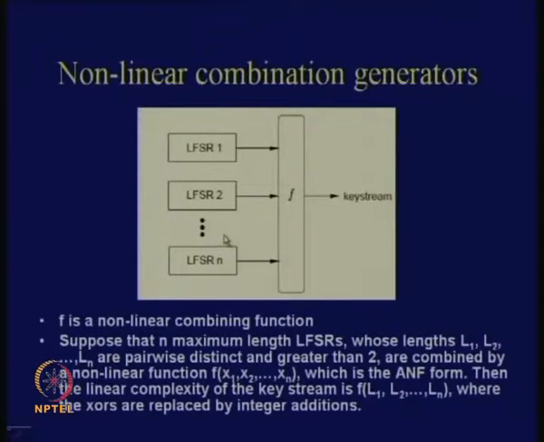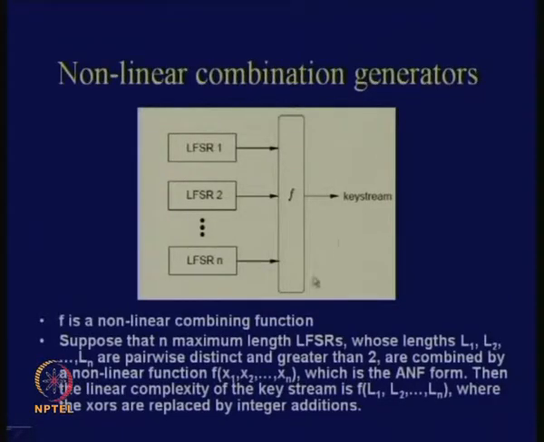Then you can actually predict that if the corresponding nonlinear function f has an ANF form, that is, an algebraic normal form, suppose the form of f is f(x1, x2, and so on till xn). This is the ANF form. Then you can predict the corresponding linear complexity of this particular key stream.